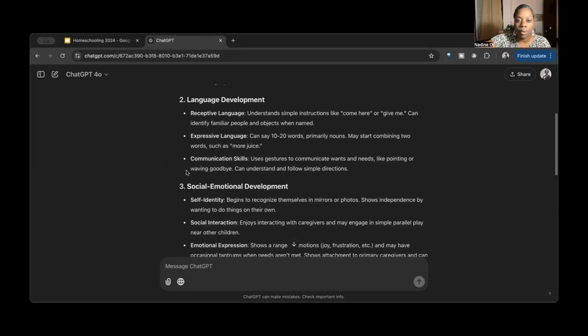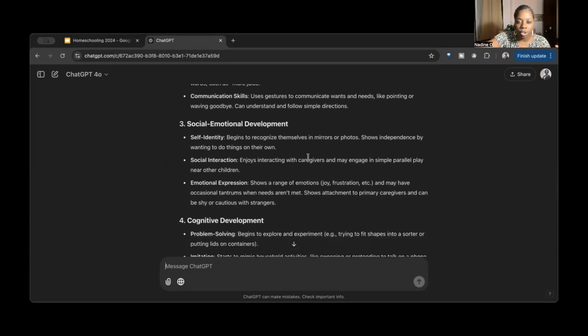Let's see about language development. Expressive language: can say 10 to 20 words, primarily nouns, right? So you're looking at that, and now you're taking in this observation, this data as you observe your child, and you're seeing, okay, how many words do they have under their belt? What kind of words are they? Are they saying nouns? What about some verbs? What about some adjectives? Are they describing things? Again, armed with the information, now you are able to identify where your child is falling.